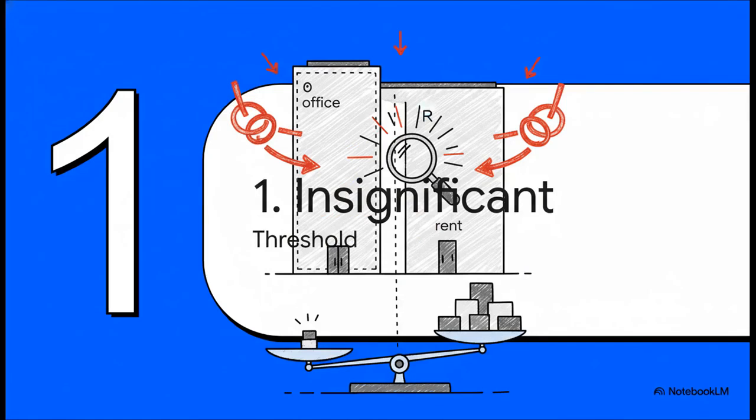First up, we've got the insignificant threshold. This trap is so sneaky. It pops up when you have a dual-use property. Let's say a building where you use a small part as your own office and you rent out the rest. The accounting for the entire building actually hangs on this one single subjective word.